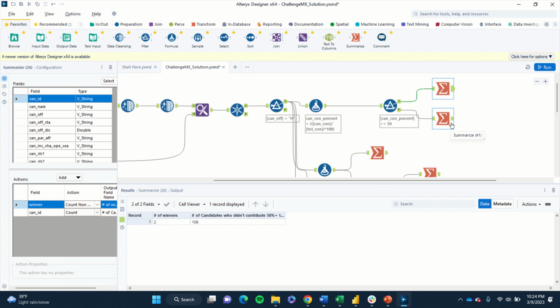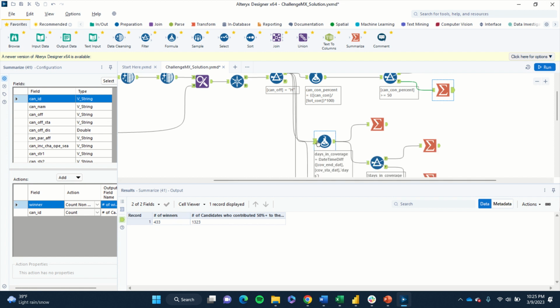Not too many. Just for kicks, I did the opposite. These people did not contribute more than 50%, and obviously a lot of them won. So there's no correlation here, and we would not recommend that our candidate use a lot of his own funds. We can fundraise in other ways.